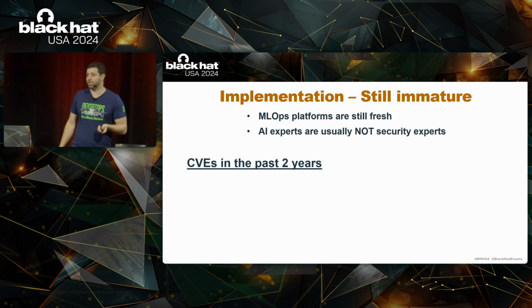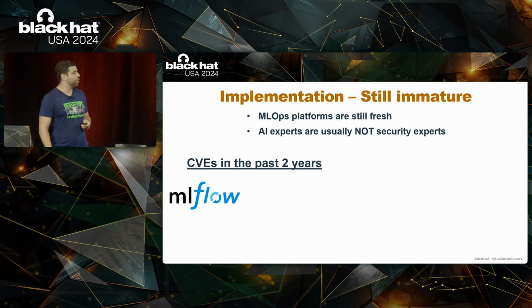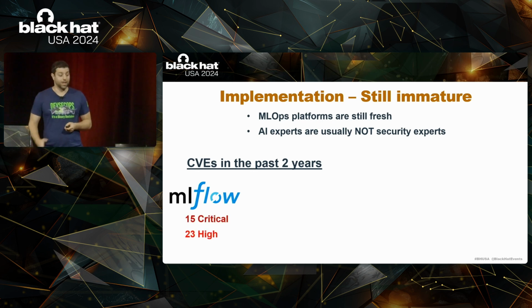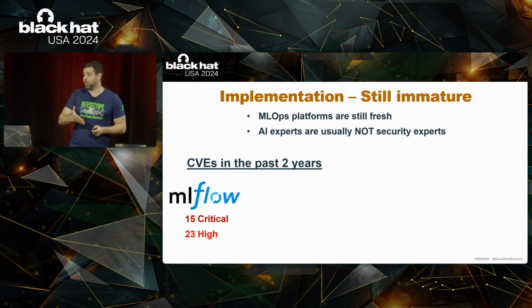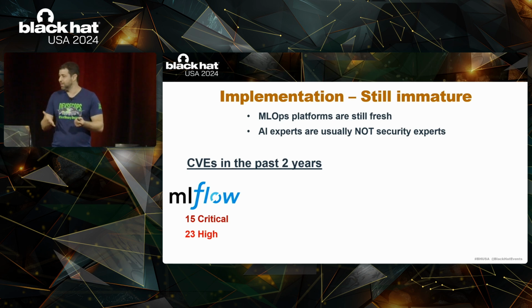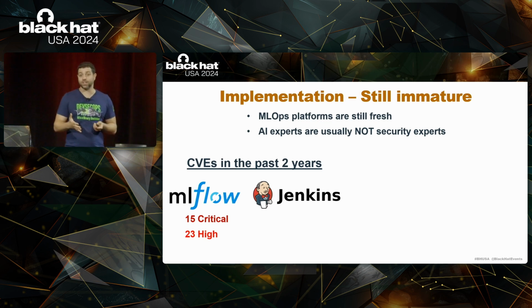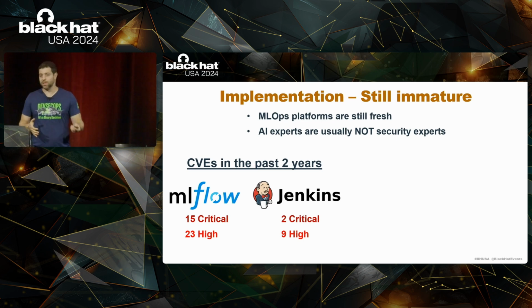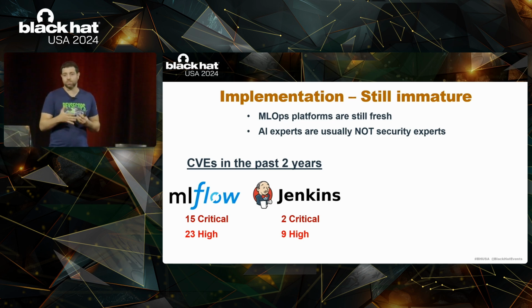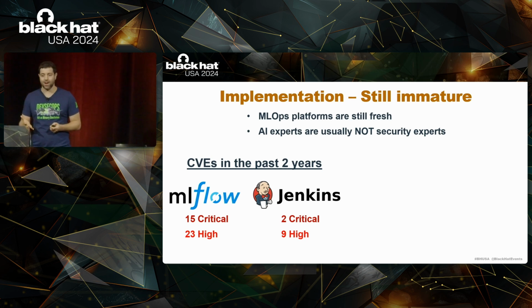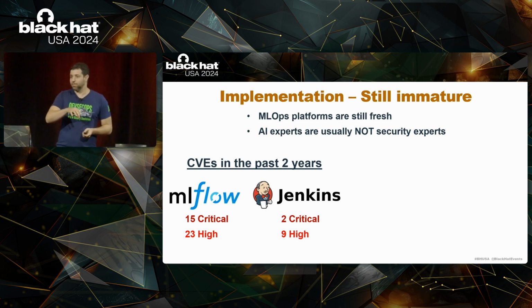So this is very evident from the number of CVEs we had in the last couple years, for example. In MLflow, for example, we had 15 critical and 23 high CVEs. This is an abnormally high number of CVEs. And for example, the critical ones were also unauthenticated RCE, like think really bad stuff. And we can compare it to a robust project like Jenkins, a DevOps server. In these past 2 years, they had 2 critical and 9 high CVEs, although Jenkins is much more highly scrutinized than MLflow. And I'm not picking on MLflow here, by the way.